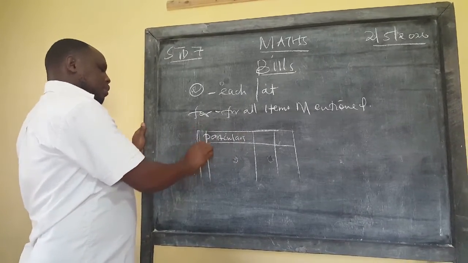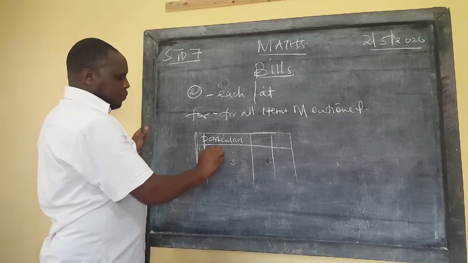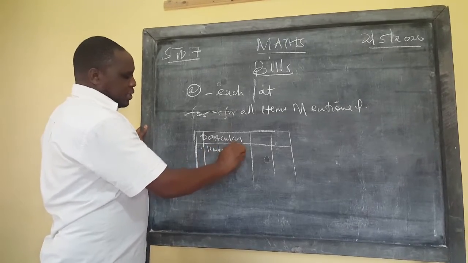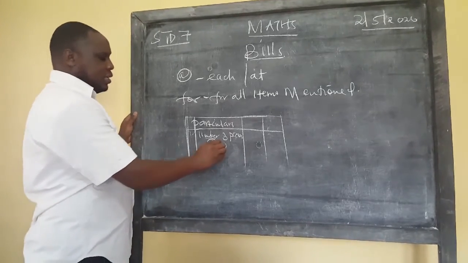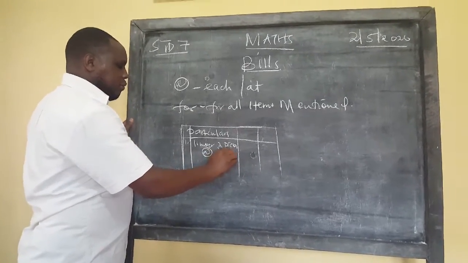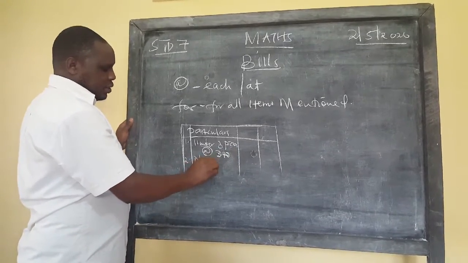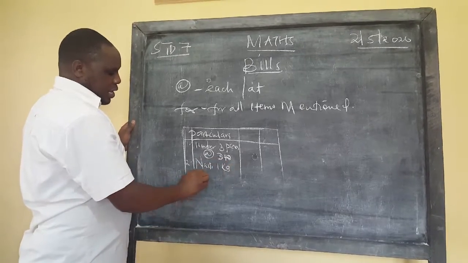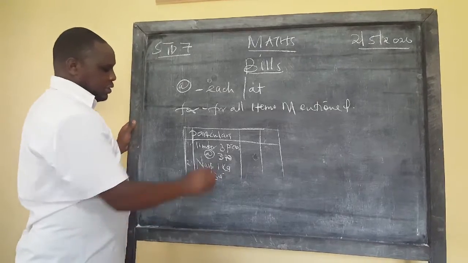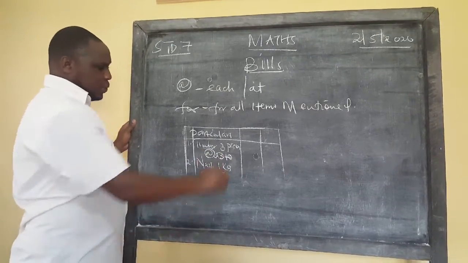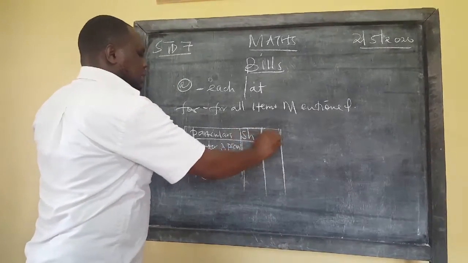For example, you have item number 1, assuming you are buying timber, 3 pieces at 340 per piece. Then for example, item number 2, nails, 1 kilogram at 35 shillings. So when it comes to preparing your bill, this is shillings and these are cents.